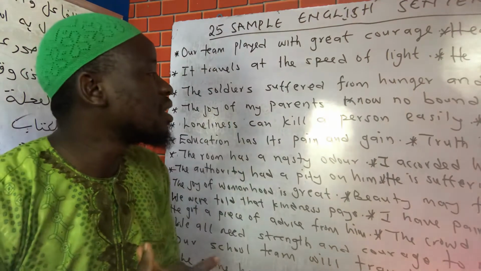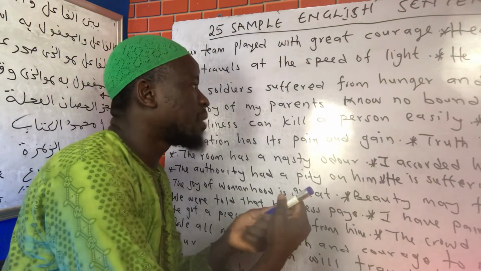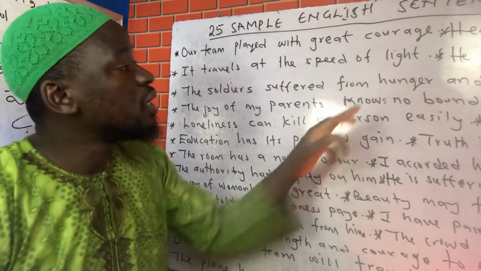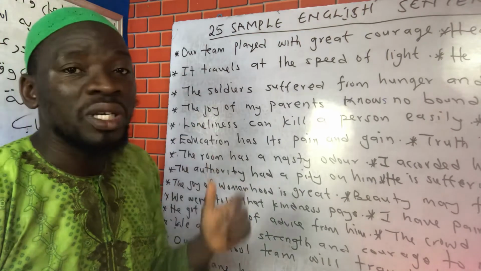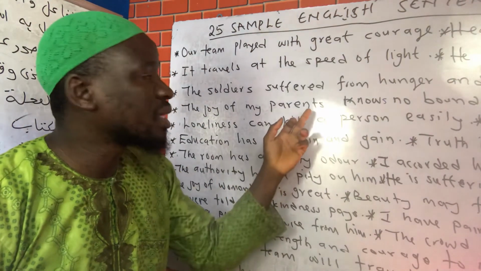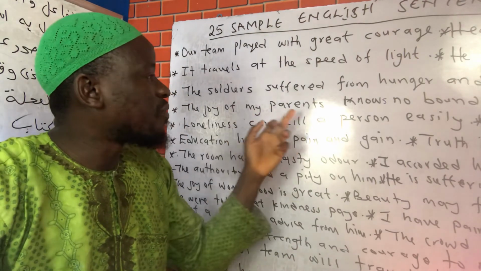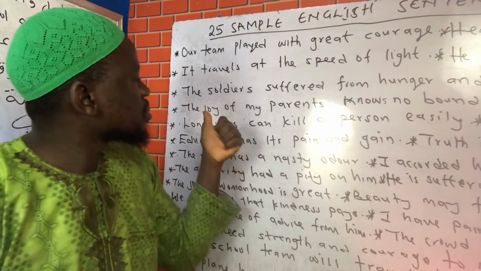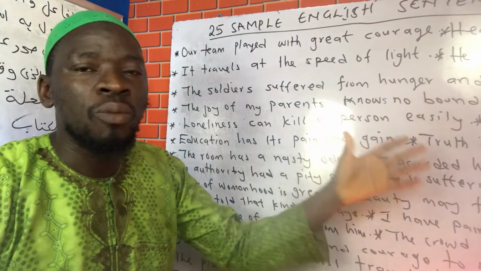Then the other one: the joy of my parents knows no bound. So here we say knows, because it is talking about the joy, it is not talking about the parents. The joy of my parents knows no bound.